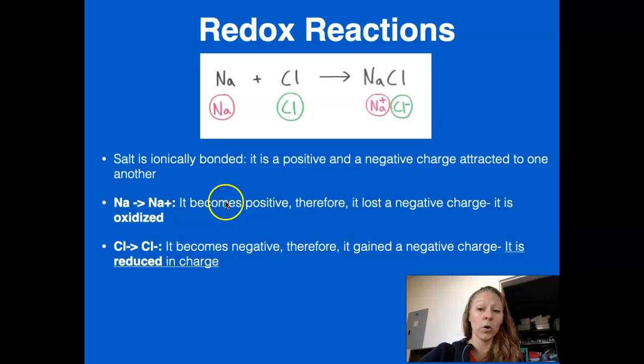Oxidized. OIL: oxidation is loss. It lost an electron. The chloride, or chlorine, becomes negative. So therefore, it has gained a negative charge. It has gained. It is reduced in charge. So reduction is gaining. RIG, OIL RIG.